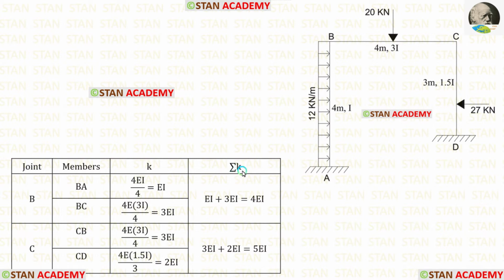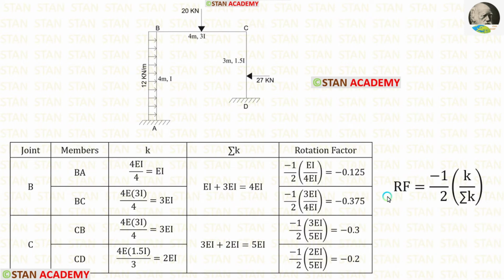Now, let us find sigma k. In the joint B, we have found two k values. Let us add both of them. After adding, we are getting 4EI. In the joint C also, we have found two stiffness values. Let us add both of them. After adding, we are getting 5EI. Now let us find the rotation factor. The formula is minus 1 upon 2 into k upon sigma k. Using the formula, we can find the rotation factor values.